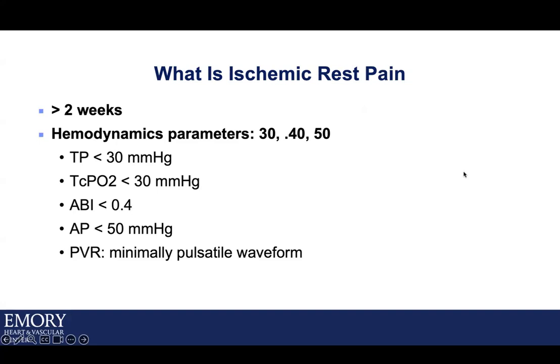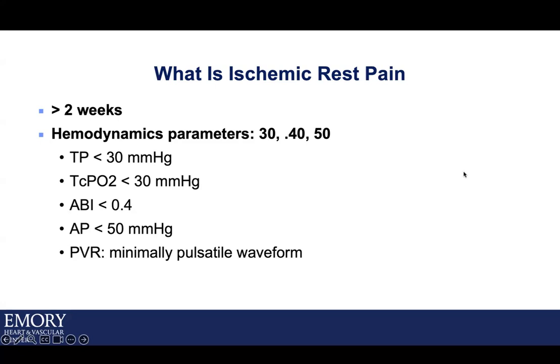I like to memorize these hemodynamics by the 30, 40, 50 rule, because these are a lot of numbers. So the 30, 40, 50: toe pressure less than 30 and transcutaneous partial pressure of oxygen less than 30, ankle brachial index less than 0.4, and ankle pressure less than 50. At the same time, we have to have a flat or dampened or minimally pulsatile waveform on the pulse volume recordings.